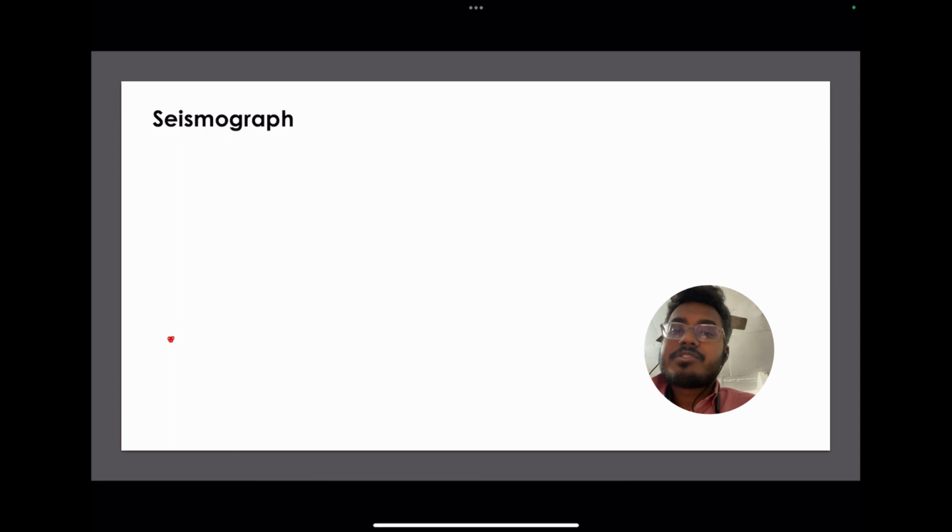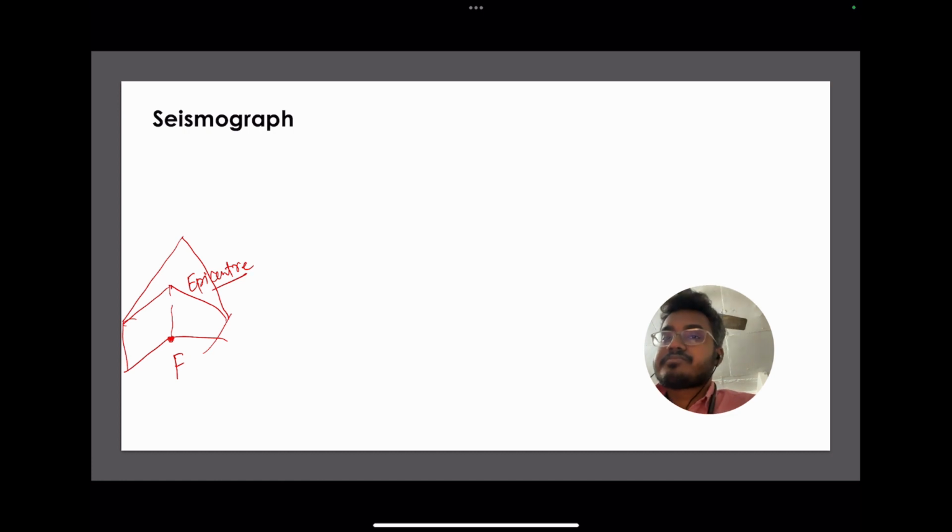The point of origin of the seismic wave or earthquake is known as focus, and the point directly above it on the Earth's surface is known as epicenter. With the help of a seismometer, we will try to find out the location of this epicenter.